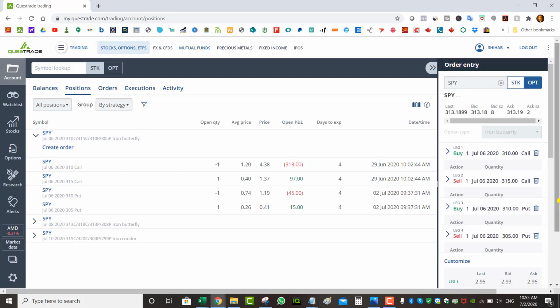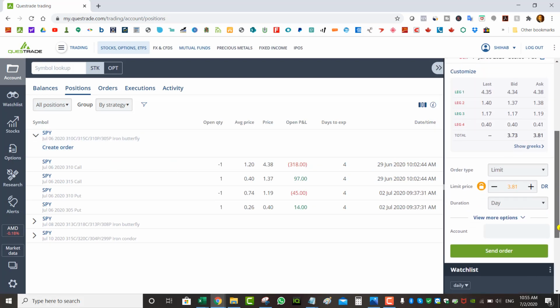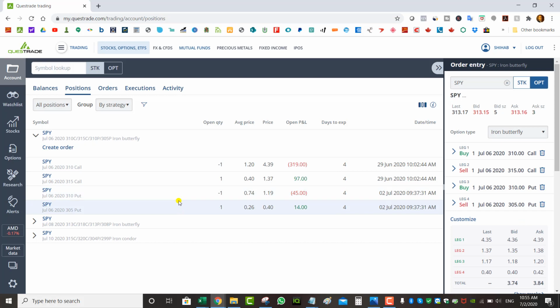So right now, if I try to close this trade, I can close it for about $3.80, but I probably collected about $3 of credits for this trade. So now for me to win on this trade, I need the SPY to trade very close to 310 on July 6th, which is Monday.